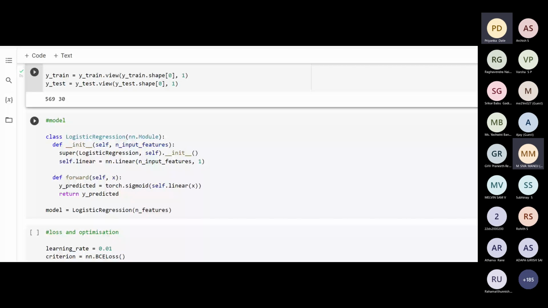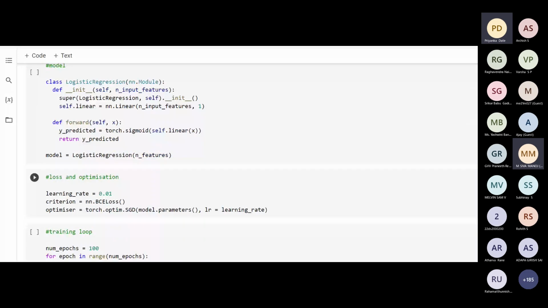After that, we are doing the loss and optimization. Here, my learning rate is 0.01. This is a hyperparameter and I have set it to 0.01, but you can change it according to your model. And my criterion is BCE loss, which is essentially the binary cross entropy loss that I mentioned before. And for my optimizer, the optimizing model that I've used is SGD, which is stochastic gradient descent.